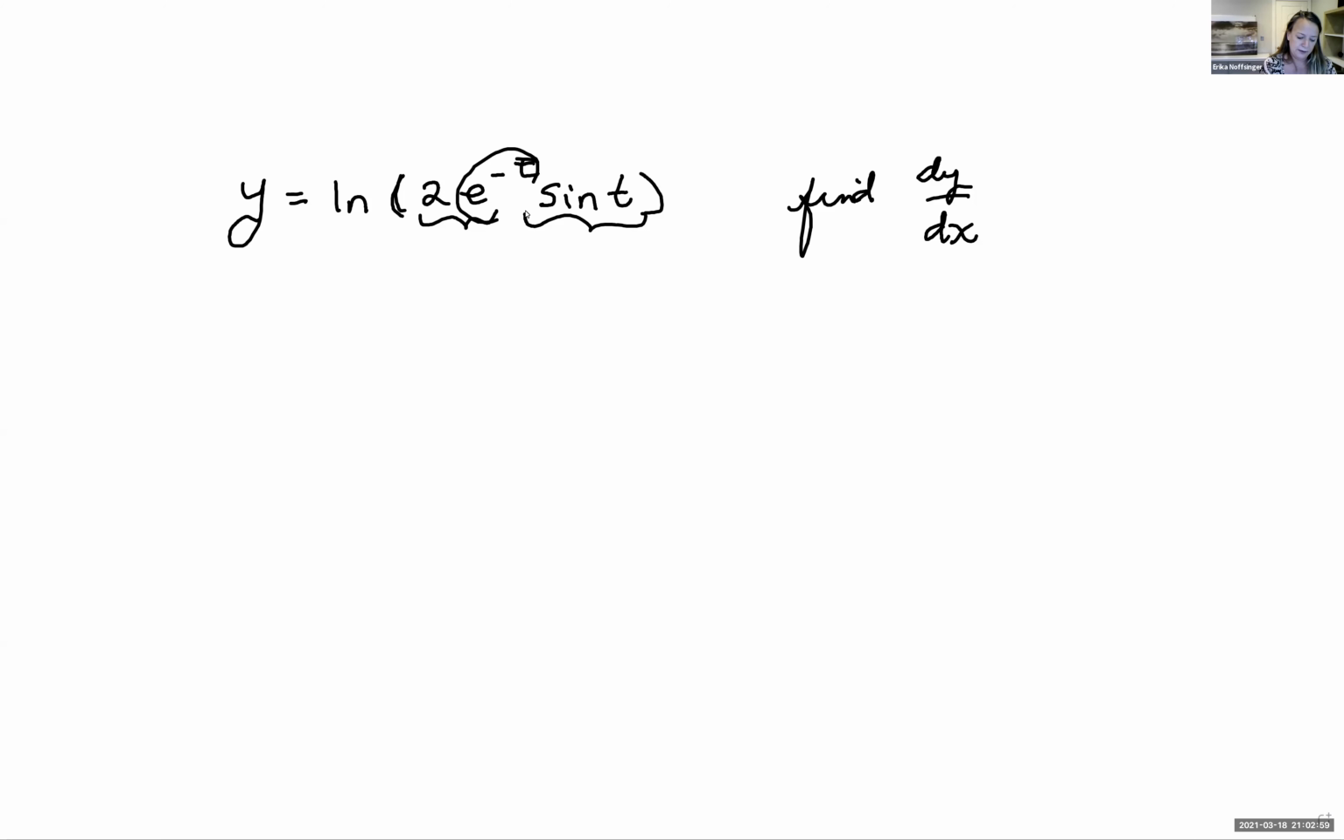And so if we use rules of logs, we can rewrite this. Notice there's multiplication. And if we have a log with multiplication, we can break it up as a sum of logs. So we can technically break this down as the natural log of 2 plus the natural log of e to the negative t plus the natural log of sine of t.